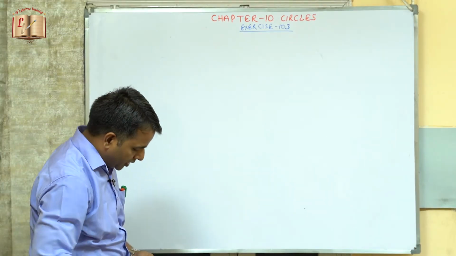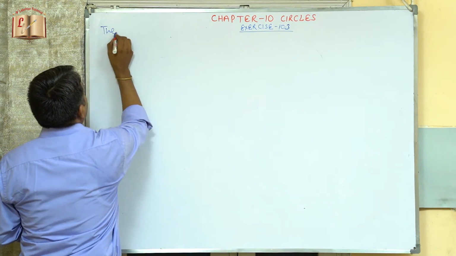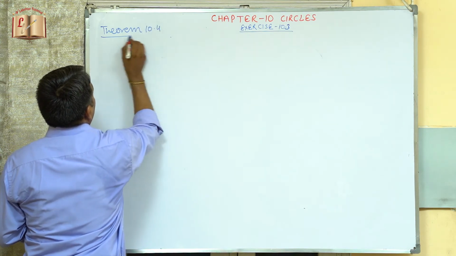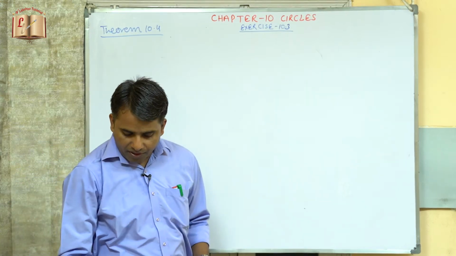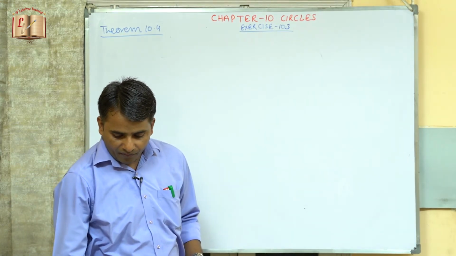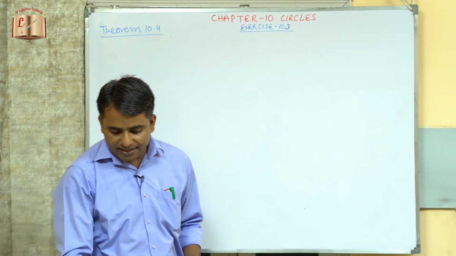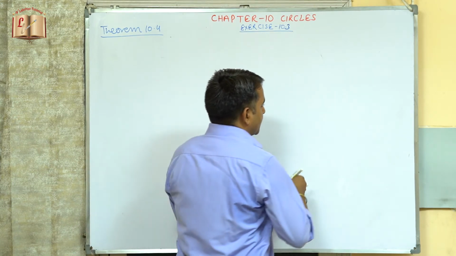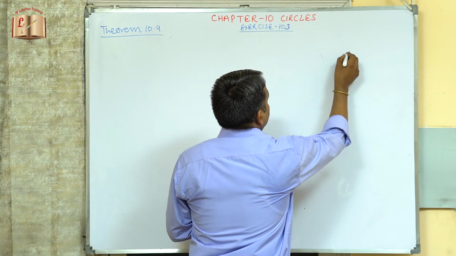Now similarly coming to theorem 10.4. Theorem 10.4. In theorem 10.4 it is given that the line drawn through the center of the circle to bisect the chord is perpendicular to the chord. Here bisect is given and we have to prove perpendicular.